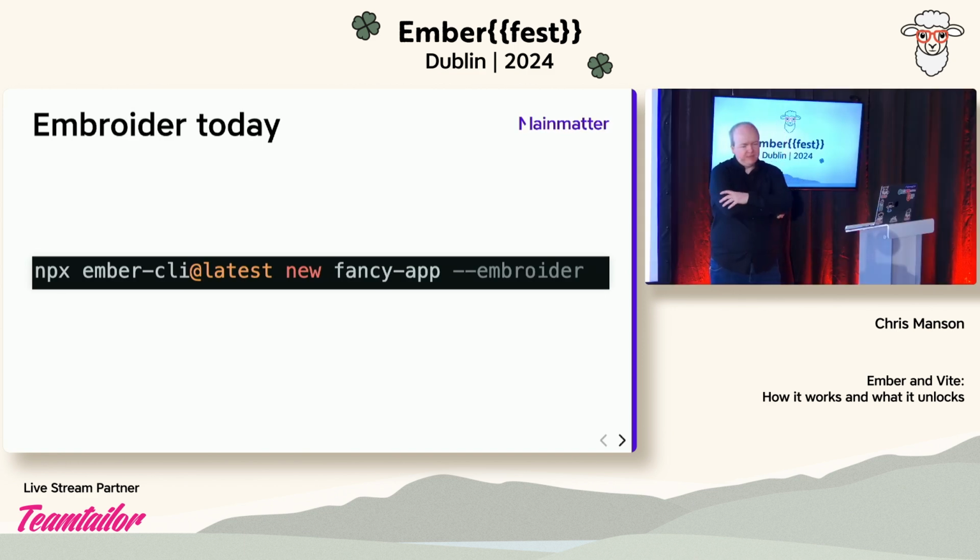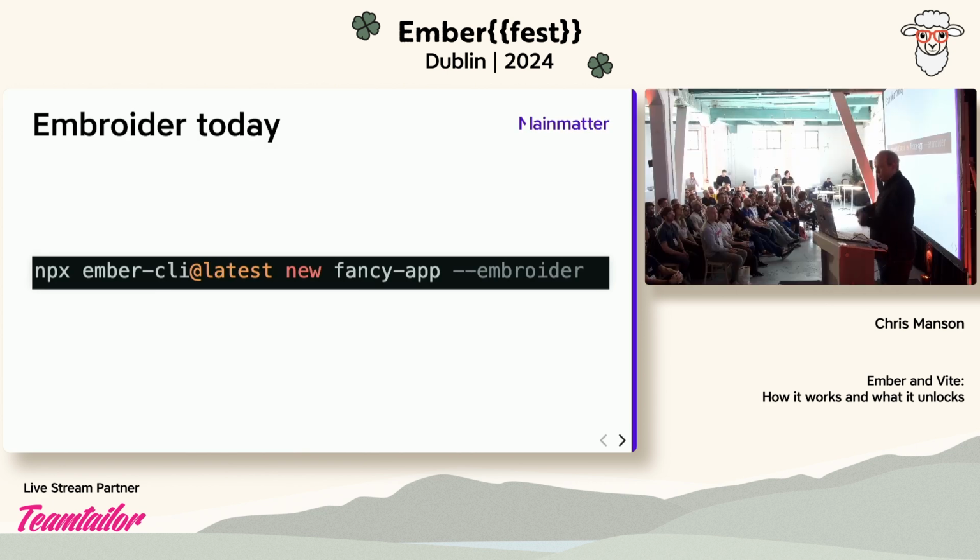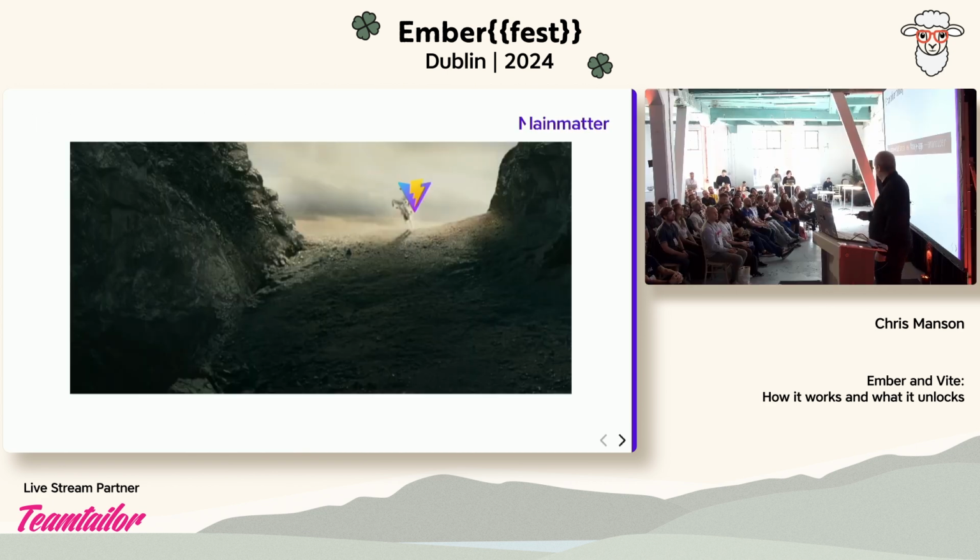And this is an opt-in because there are a few too many compromises in this world, and we weren't ready to swap every Ember developer over to, like, the next time you update, you're going to have to use Embroider. So what is our solution? How do we get around these compromises? Well, our solution is Vite.